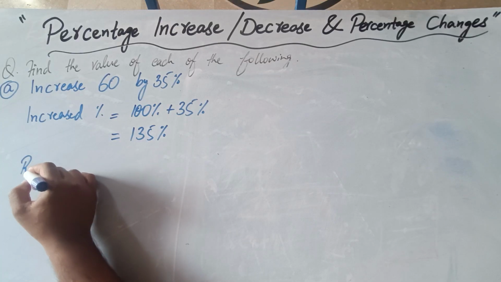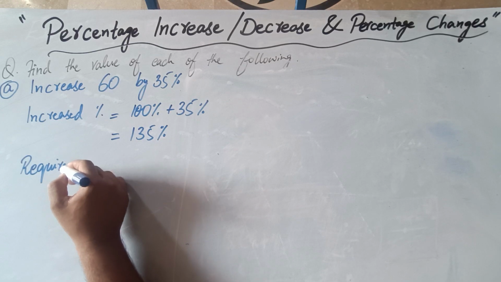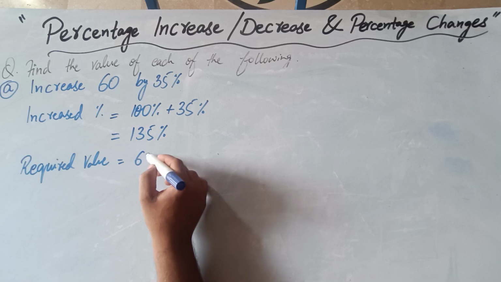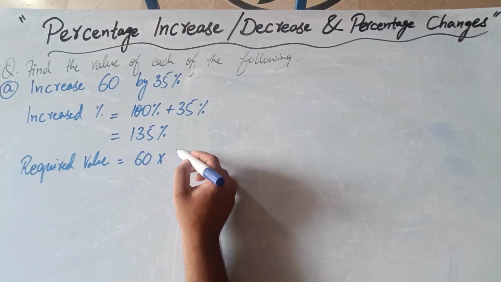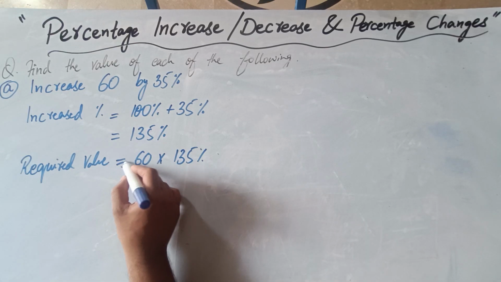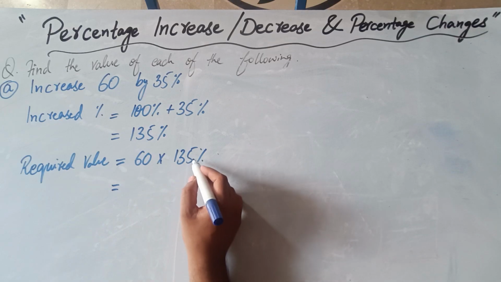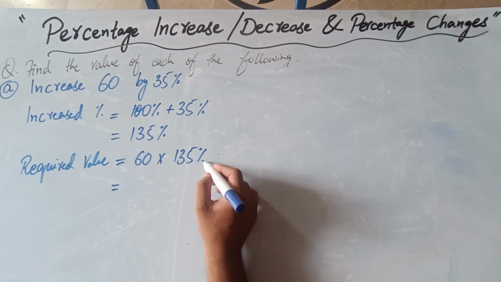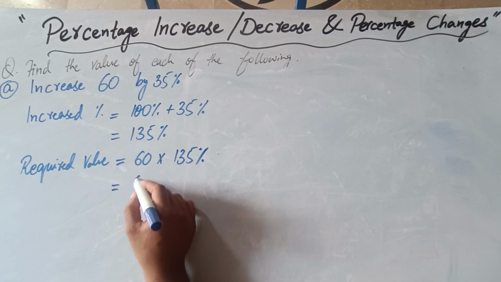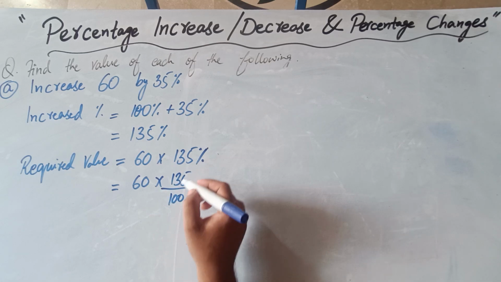So the required value would be 135% of 60, which is 135 multiplied by 60. As you know, whenever we find any percentage of any number, we multiply by 135 and divide by 100 to remove the percent sign.